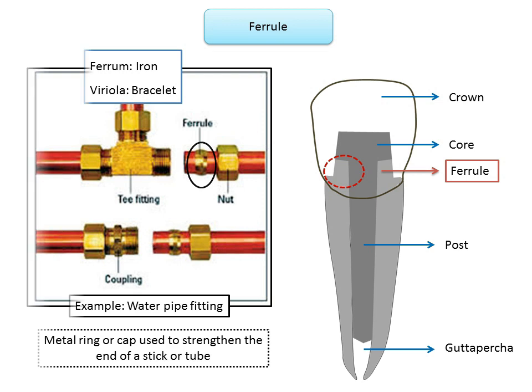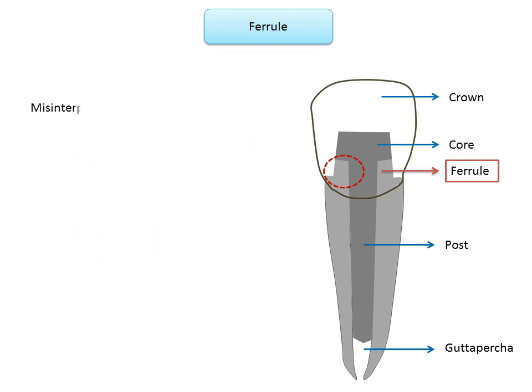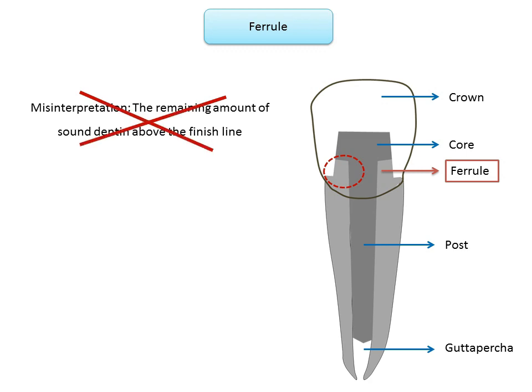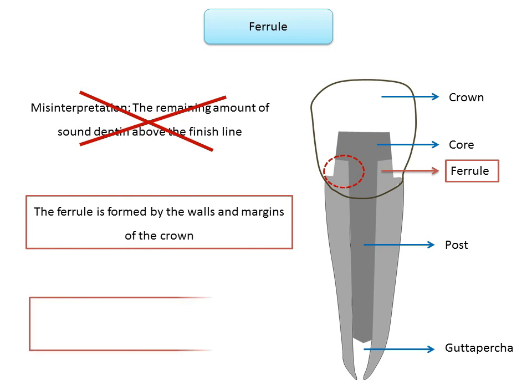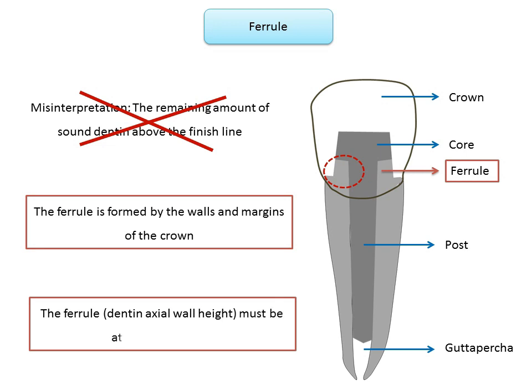Earlier, it was thought that the remaining amount of sound dentin above the finish line corresponds to a ferrule, but it is a misinterpretation, as the ferrule is formed by the walls and margins of the crown. It is an established rule that 1.5 to 2 millimeter ferrule height directly above the margin improves long-term survival of endodontically treated teeth with the post and core. So the ferrule acts as a metal band which braces the tooth and provides resistance to dislodgement and prevents fracture.